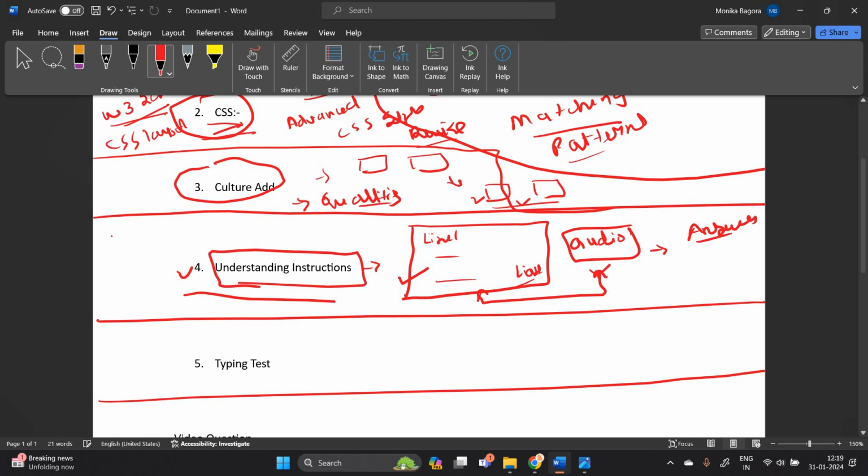It means some instructions are given to you, you have to understand them, then answer. They will give you instructions in audio format as well, then you have to answer the following question. In the instructions there are 3 types: visual instruction, verbal instruction, and written instruction. You can also call this a reasoning type and verbal type, in which some questions are given and you have to answer them.